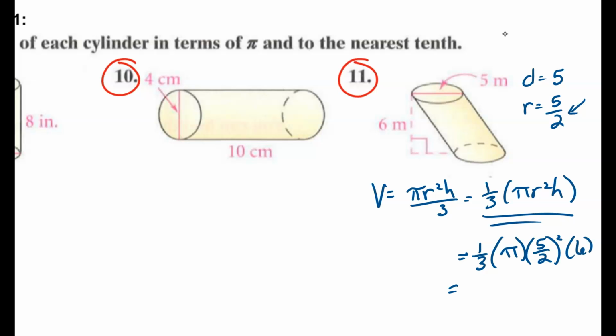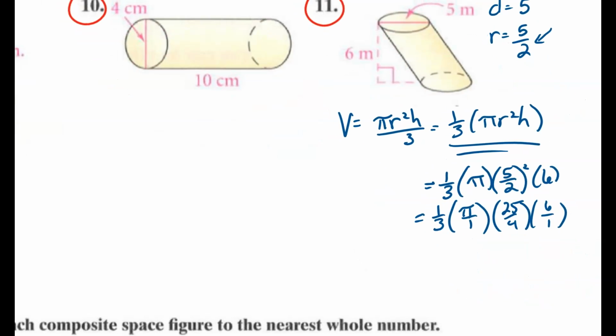Now I'm going to do some things. I got 1/3 here. I'm going to make pi over 1. I'm going to make sure that I square everything completely when I go 5 over 2 squared, which is going to be 25 over 4. And then we got 6 over 1. All right, so then we just do some quick simplifying. And we get the following. We get 25 pi over 2, and that would be in cubic meters.